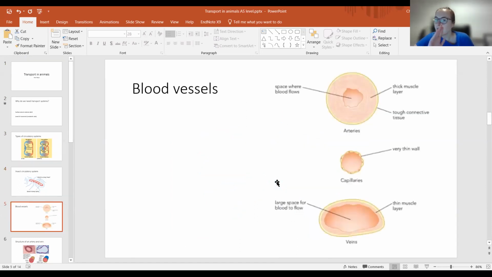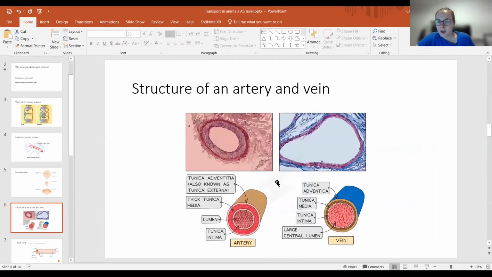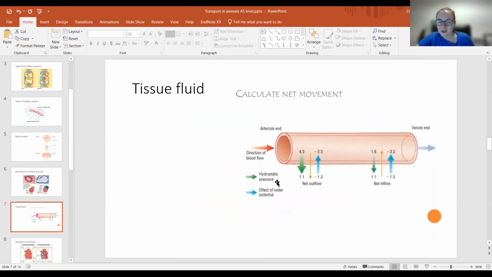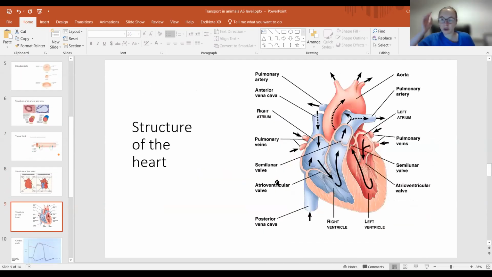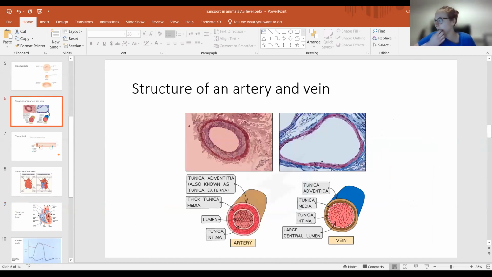And then we did blood vessels: our arteries, arterioles, capillaries, veins, and venules. So we're going to be doing a little bit more about arteries and veins. And then we also did the structure of the heart as well, which we can go over again if we need to. So we've still got quite a bit to do on this topic, so let's just see how much we get through in the half an hour. Let me just turn it on to PowerPoint.